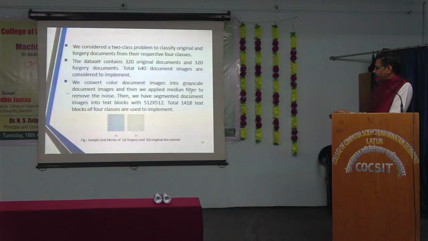See here, this is an image. A is the forged image, B is the original image. They have taken the original image and written the same text. Here are the observations we have made: the paper quality, the pen used, the inclination of the character, the space between the lines, and the shape of the characters. All these parameters we have counted and we have discriminated which is the original and which is the forged.